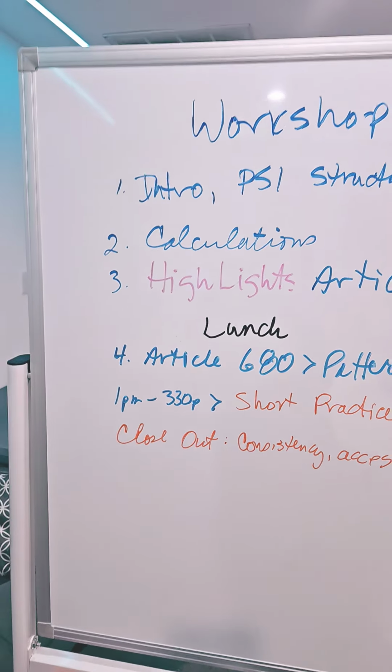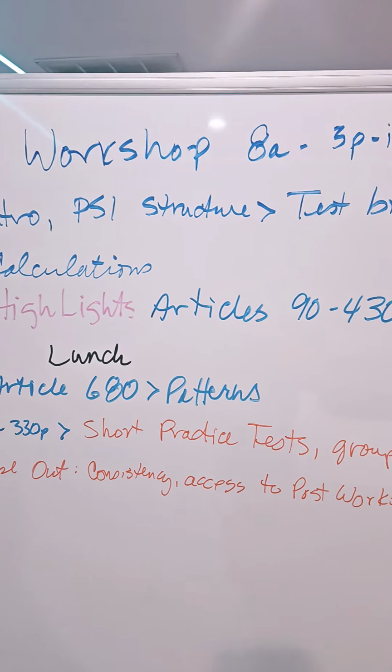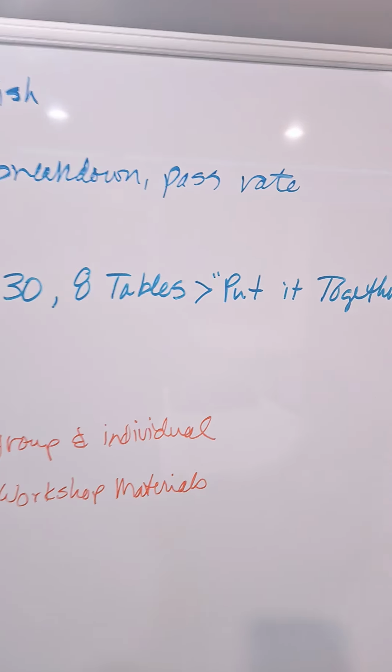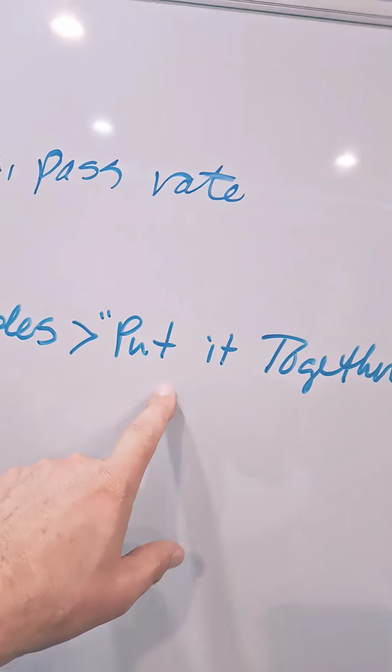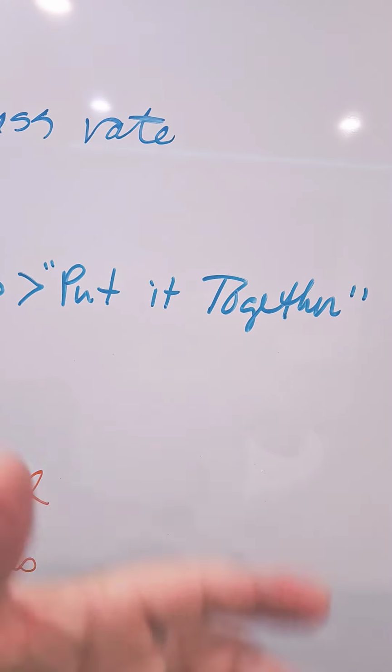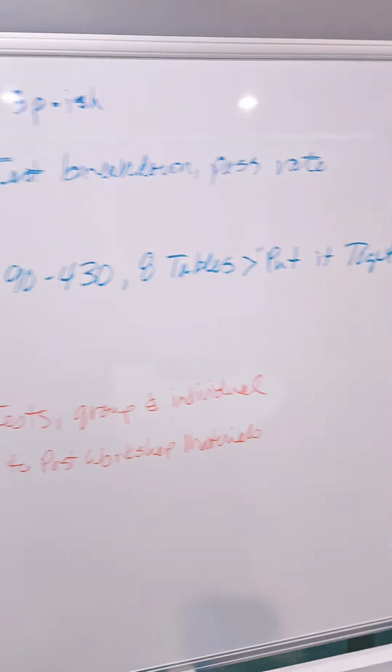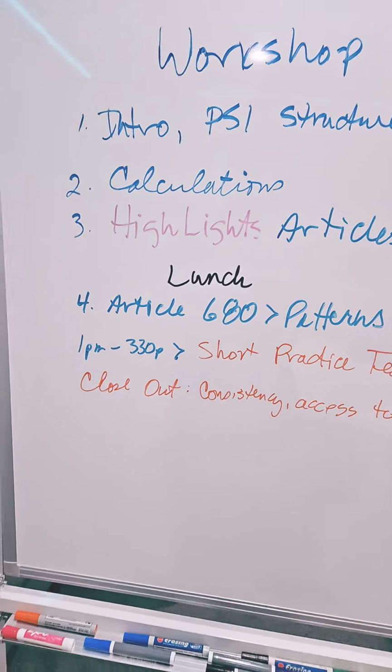We do highlights for the bulk of the morning, which is the rest of it, for Articles 90 through 430. We hit a total of 8 different tables. We put it together in a couple of real-life scenarios where you would use all those tables to actually get answers, but it gives you context. We hit a 30-minute lunch.